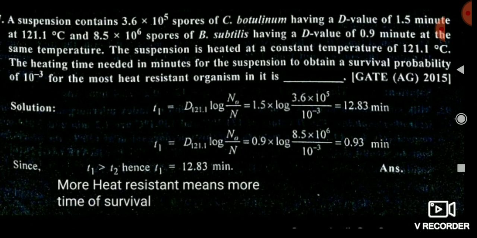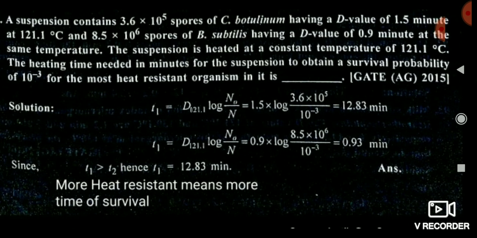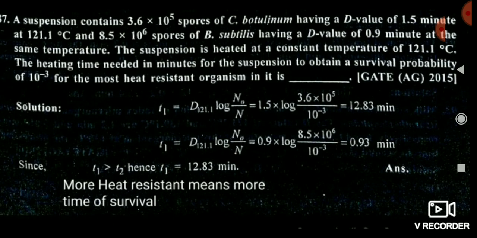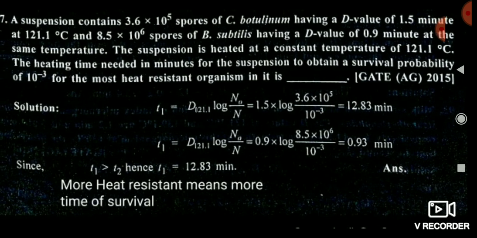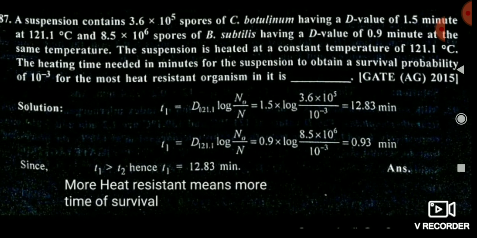It is a very good question. Friends, you understand this question very carefully. Before solving this question, you see that in the bottom portion I have written: most heat resistance means more survival time, more time of survival.